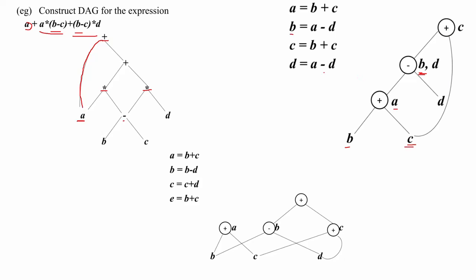That's it. Next one, what we have? A minus D. We have already computed A minus D at this part, right? At this part, we have already computed A minus D. Just add a label D here. That's it. Very simple, right?